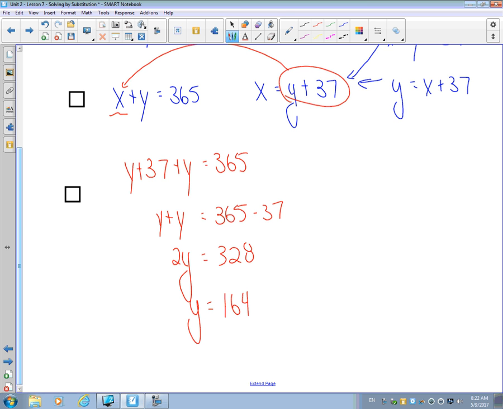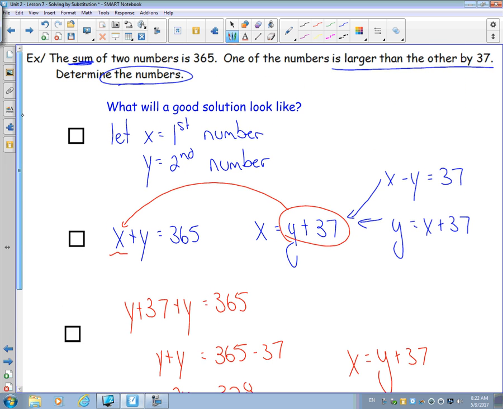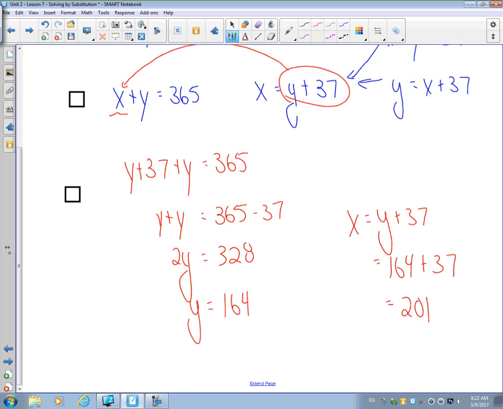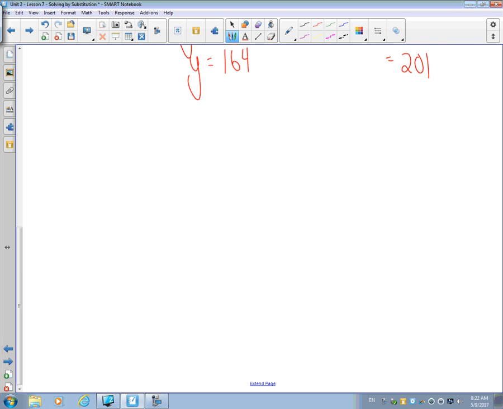Oh, okay. But I need the other number. How do I get x? X, we said, was y plus 37. So what's y? Y is 164. 164 plus 37 is 201. Okay, so I got my numbers, I think. What's the last thing I need? My therefore statement. So part number 4, therefore, the two numbers are 201 and 164.